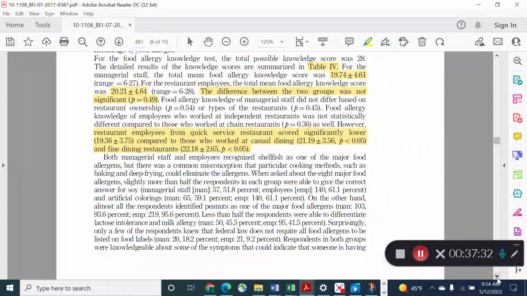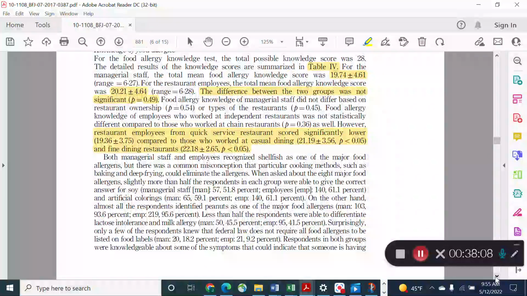because if you can recall from our discussions in 391, you really don't want to do multiple t-tests, because now they have formed three groups: quick service, casual dining, and fine dining restaurants. So again, there are some flaws in the research here, and they don't really talk about that, but at least they do talk a little bit about something that is considered, and they could have done an analysis of variance. They're just not talking about it, but they are saying that the p-value is less than 0.05.